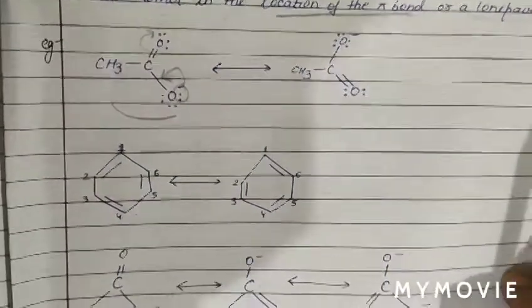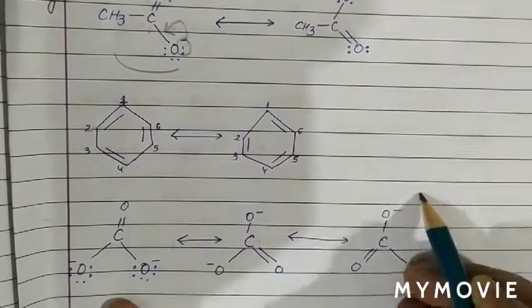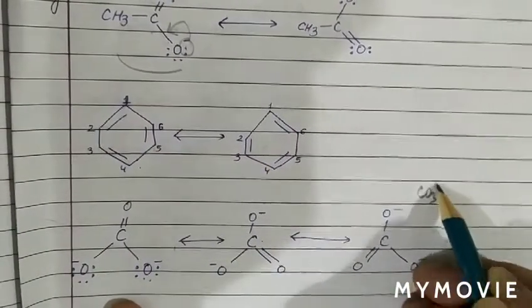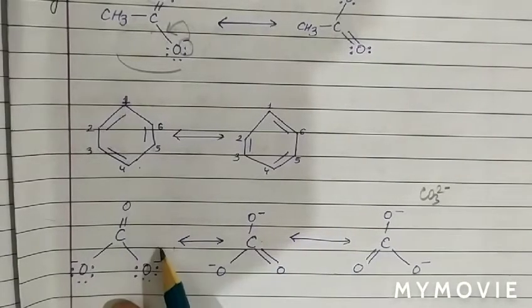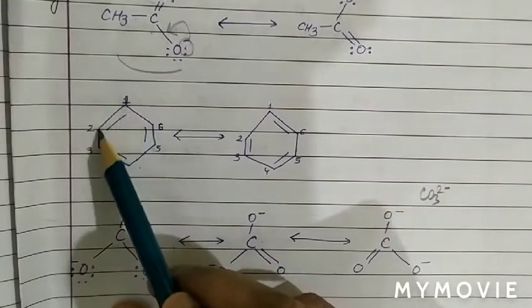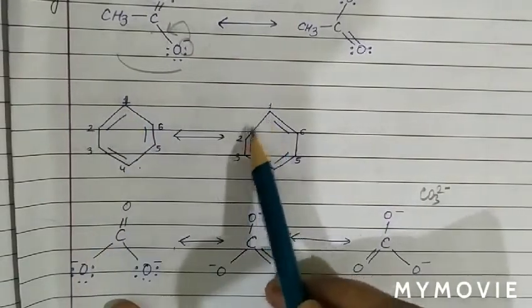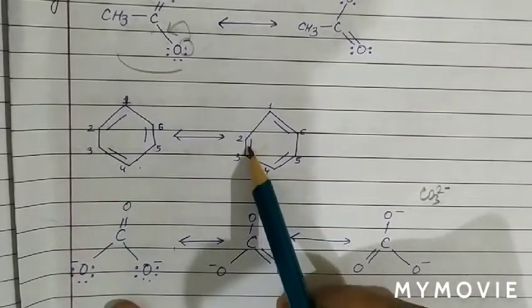Now see another resonating structure. This ion we call carbonate ion, CO3 2 negative ion. In this case we can see basically resonating structures differ in the position of pi bond. First the position of pi bond is between 1 and 2. Now there is only a single bond. In between 2 and 3 there is a single bond, and then in between 2 and 3 there is a pi bond.